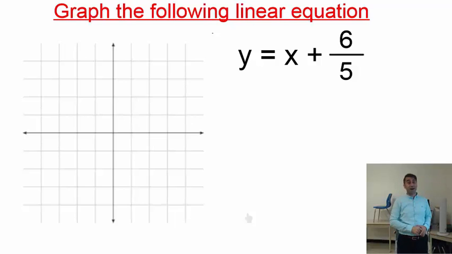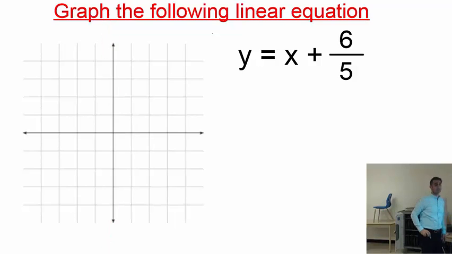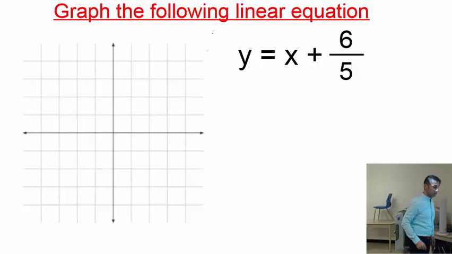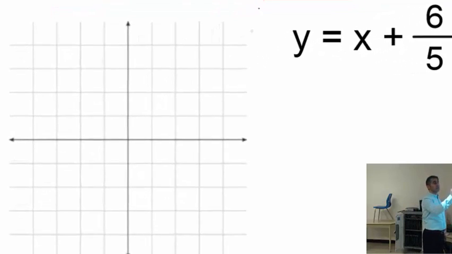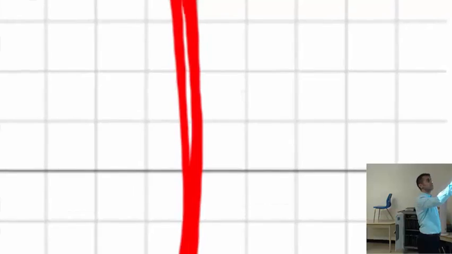It's 6 over 5. Where is 6 over 5? On the y-axis. So I'm going to use calculator for this. I want to know what 6 over 5 is. 6 over 5 will give me 1.2. So on the y-axis, I need to figure out where 1.2 is.